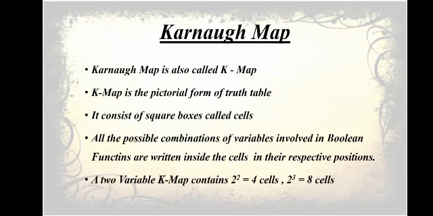A two variable K-map contains 2 raised to power 2 is equal to 4 cells, and 2 raised to power 3 is equal to 8 cells. If in the expression the number of inputs is 2, then there will be 4 cells. If there are 3 inputs, then we will make 8 cells. And according to the expression, we have to place 1 in the corresponding cell.